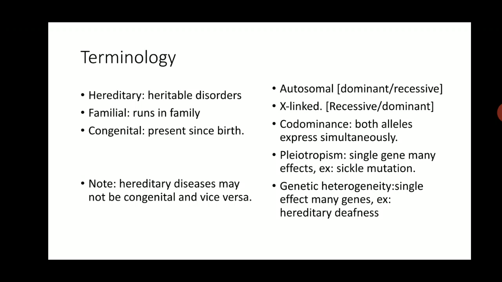You are also aware of these terminologies: autosomal disorders, X-linked disorders. Some disorders are dominant and some are recessive. Codominance, when both the alleles are present, they will express simultaneously. In the human body, the blood group antigens are codominant. The human leukocyte antigen or HLA antigens are also examples of codominant genes.